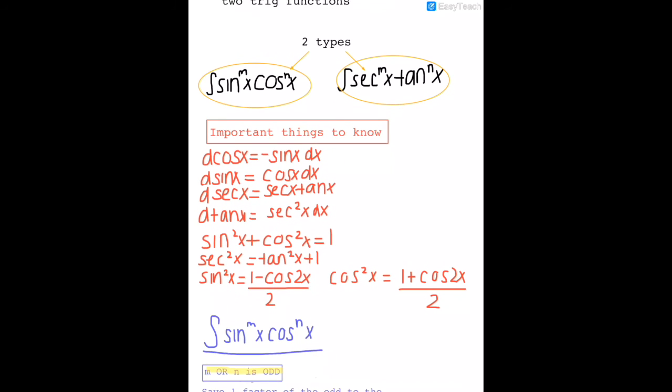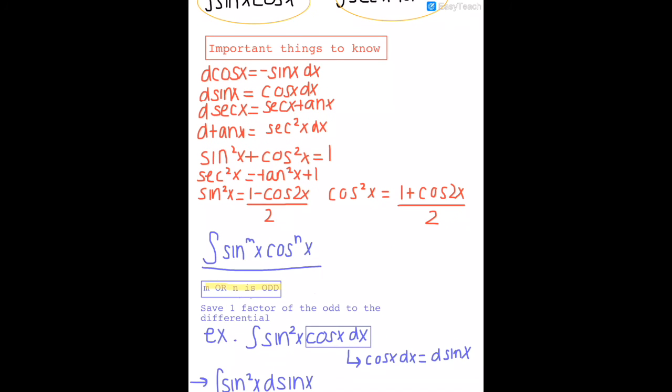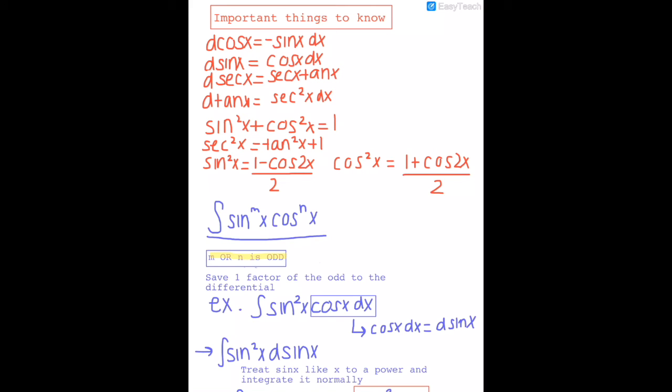Okay, on to the first type. So when either the power of sine or the power of cosine is odd, save one factor of the odd power to the differential. And you'll understand why with the examples.